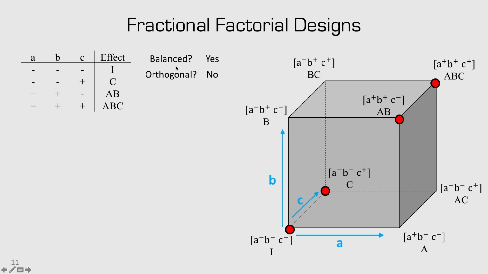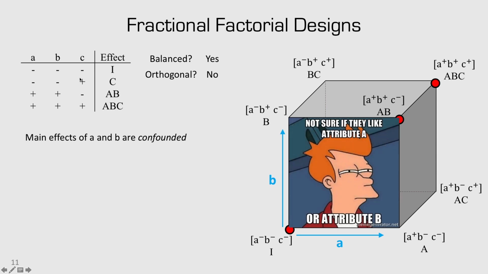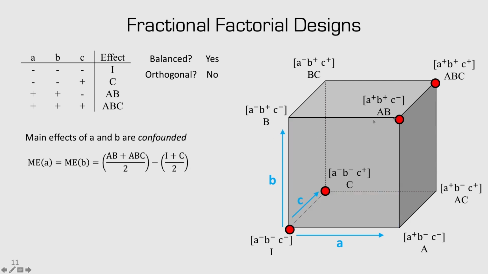However, it's not orthogonal. If we look at the effect of A and B, we see that there's 4 times where they're the same and 0 times where they're the opposite. So this is not an orthogonal design. In this case, we would say the main effects of A and B are confounded, which means we can't separate these two things apart. We can't be sure if a consumer likes attribute A or if they like attribute B, since they co-vary together.